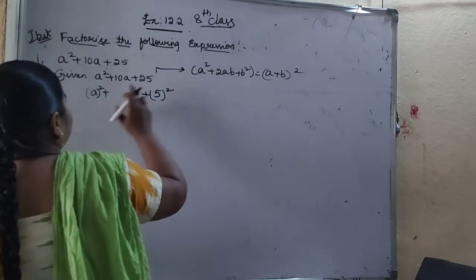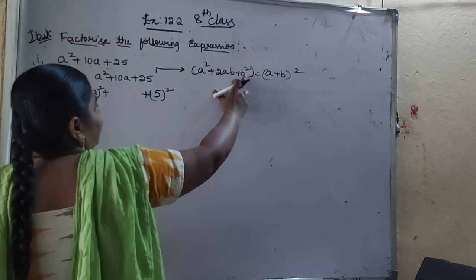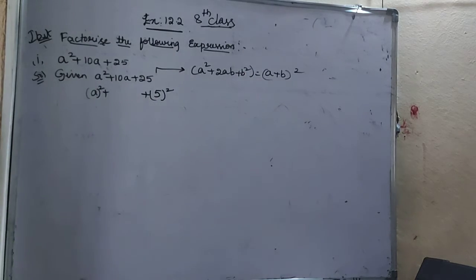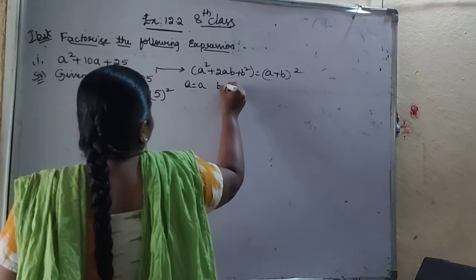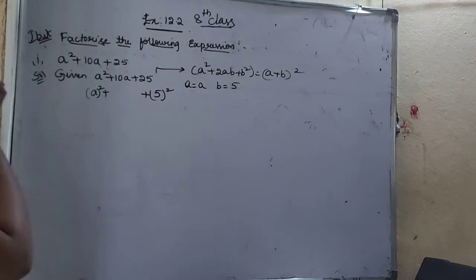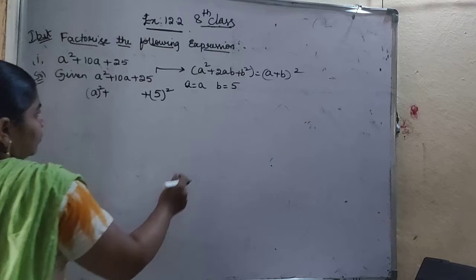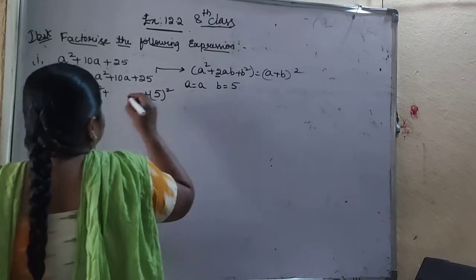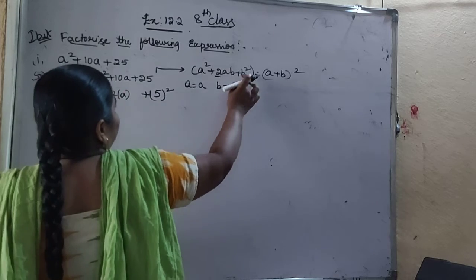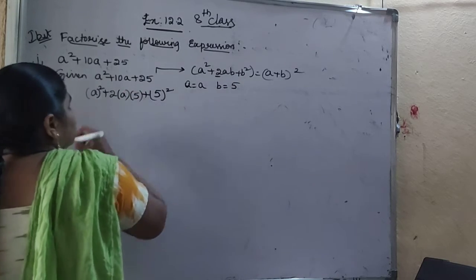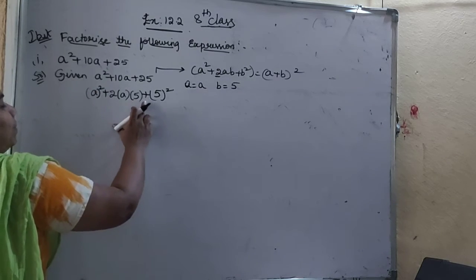So a square is nothing but a square here, so the a value is a only, and b square, what is the b value? 5. So a is equal to a and b is equal to 5. Now we have to split this 10a by using this formula: 2 is a constant value, a value is nothing but a, and b value is nothing but 5. So now it has been converted to a square plus 2ab plus b square.